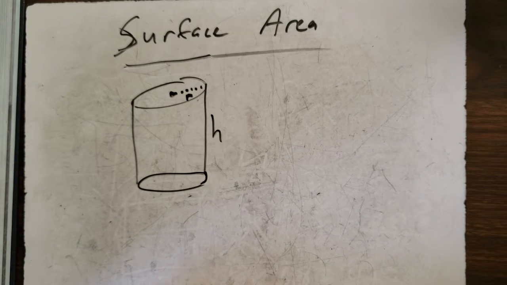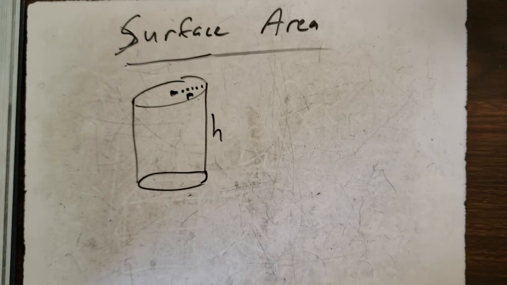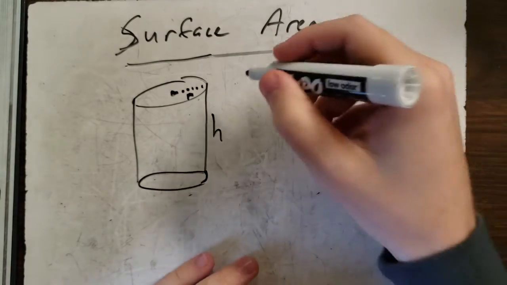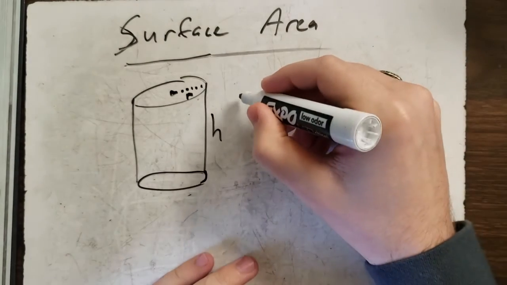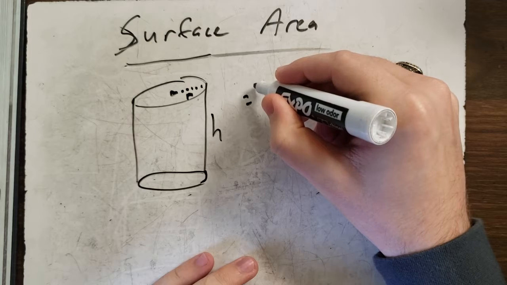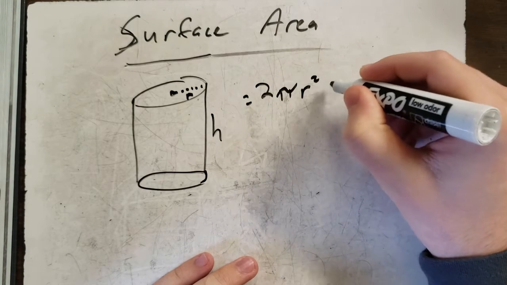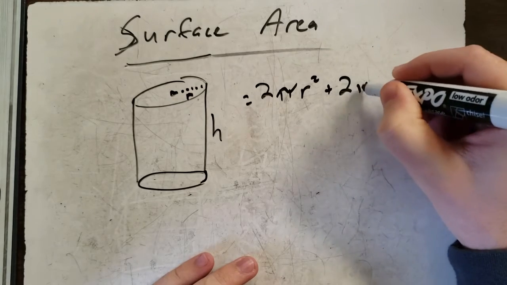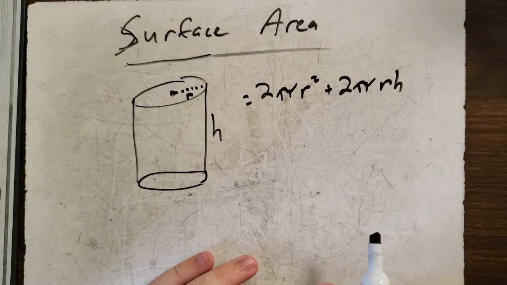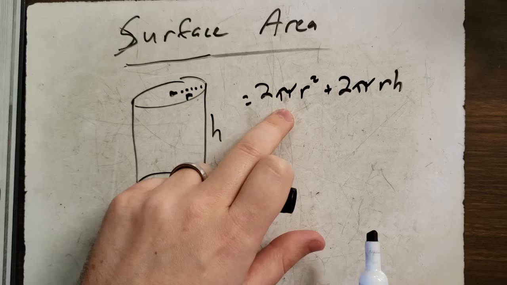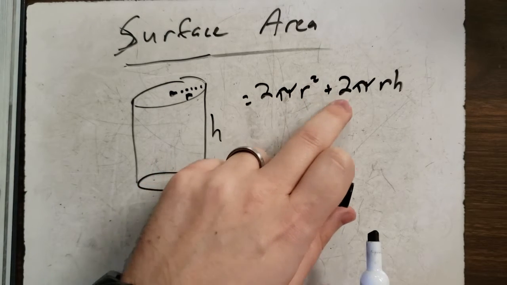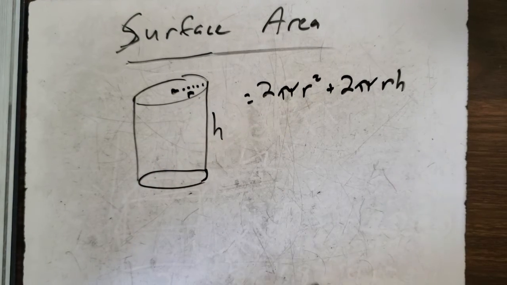So what's our formula? This formula can be a little daunting if you look at it, but don't get freaked out by it. Remember, there's a way to do things. You just gotta trust me and follow me. So our surface area of a can, here's our formula. It's 2 pi r squared plus 2 pi r h. So 2 times pi times the radius squared plus 2 times pi times r times h.